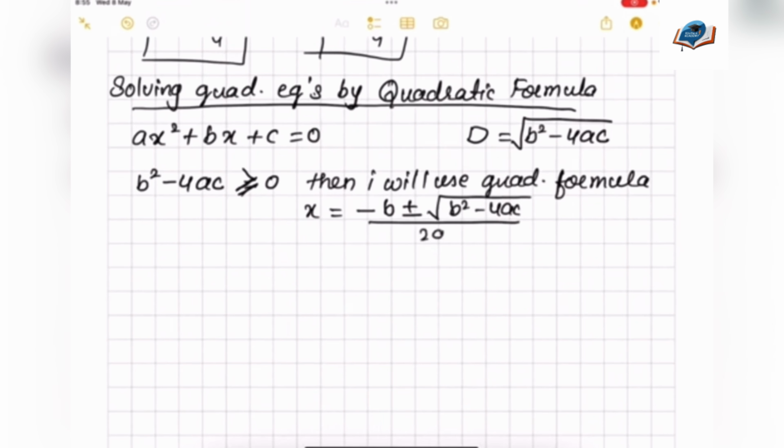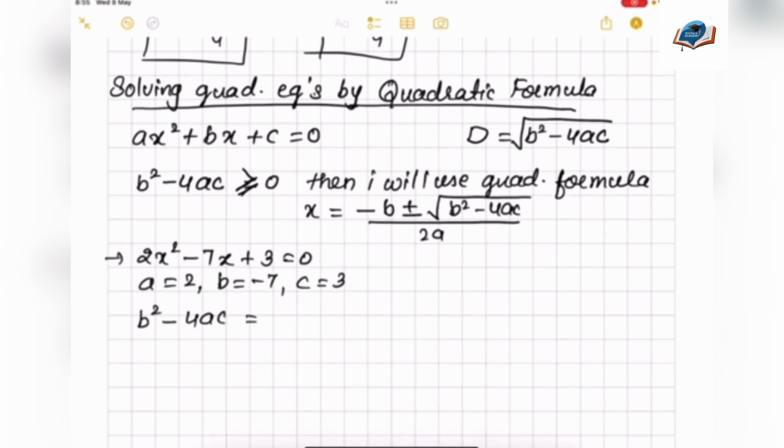Now let us see one example, 2x square minus 7x plus 3 equal to 0. So a equal to 2, b equal to minus 7, c equal to 3. So b square minus 4ac will be equal to minus 7 whole square minus 4 into 2 into 3. So 7 sevens are 49 minus 24. So that is 25. So it is greater than or equal to 0.